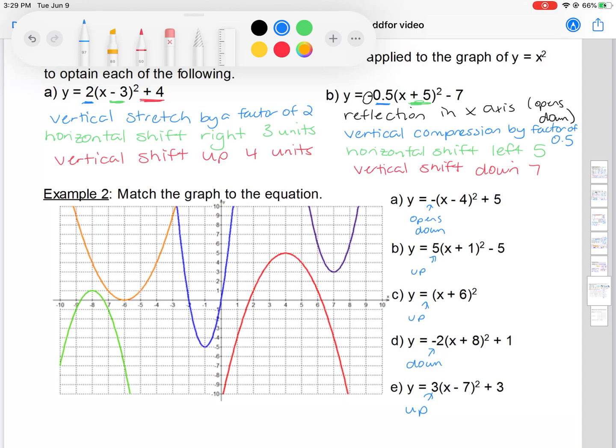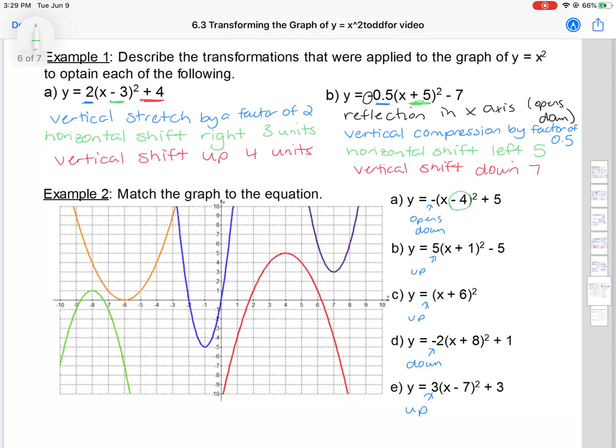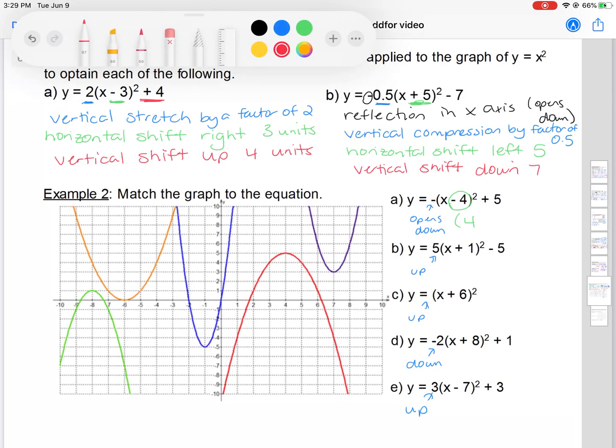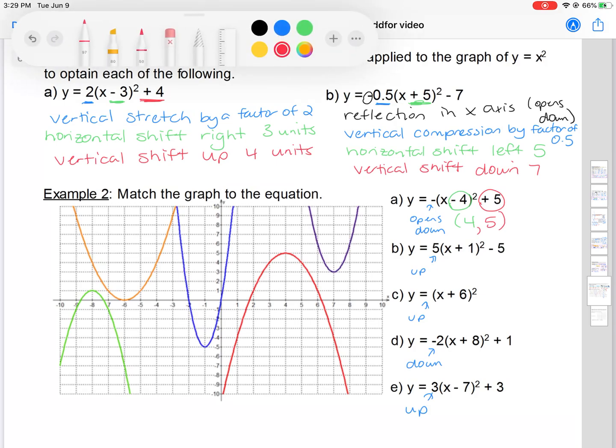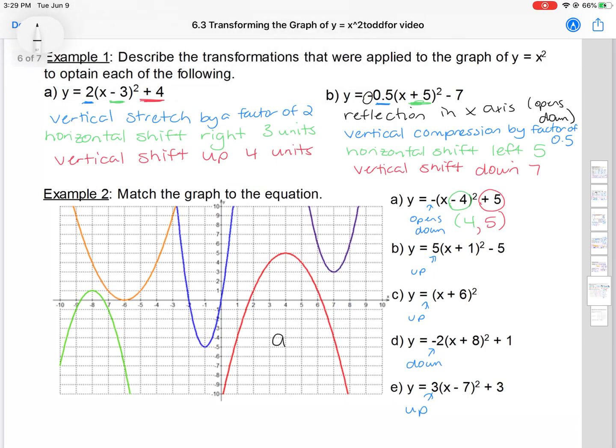Okay, so I'll just use different colors. So this means a shift to the right of 4, and this one means up 5. So you're looking for a vertex of 4, 5. That opens down. Okay, so you go 4, 5, opens down. It's this red one here. Okay, so you can see the vertex is 4, 5.